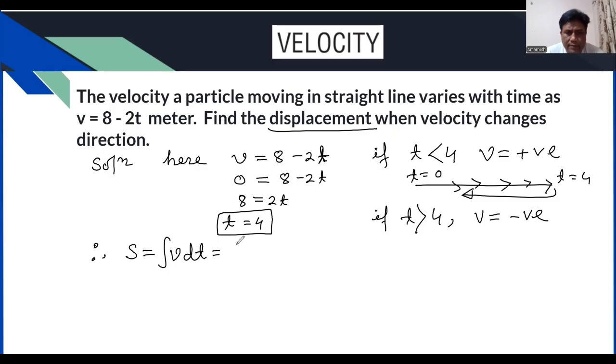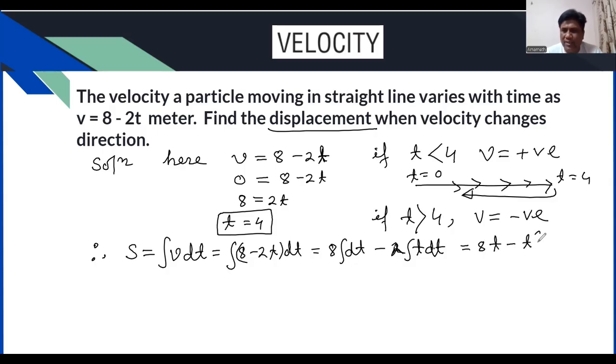So what I do here, it is 8 minus 2t into dt. So it is 8 dt minus 2t dt. So it is becoming 8t minus t square, I think, okay? Because t square by 2 and 2 cancel.